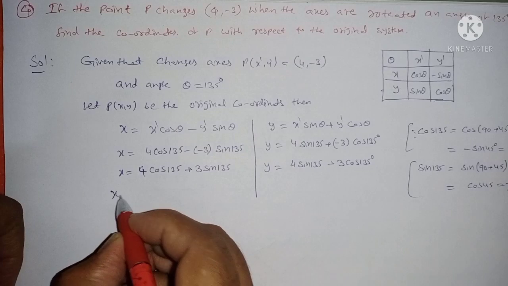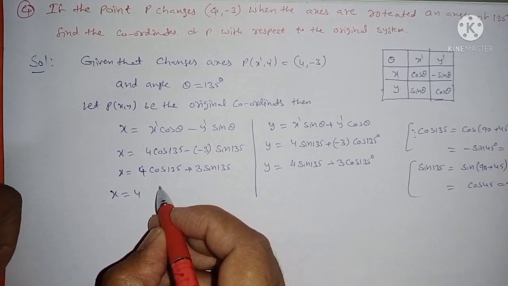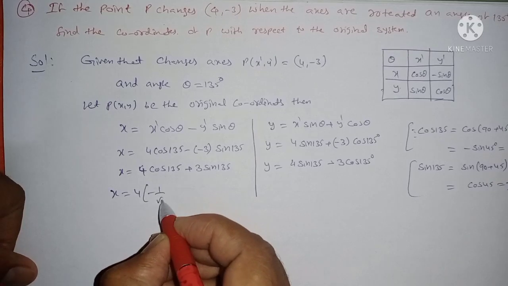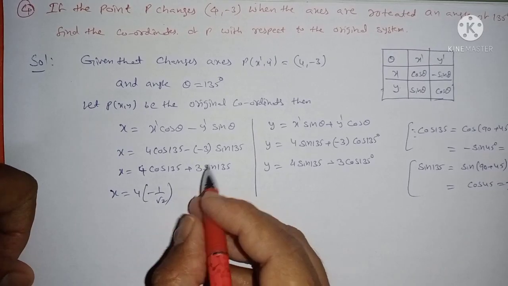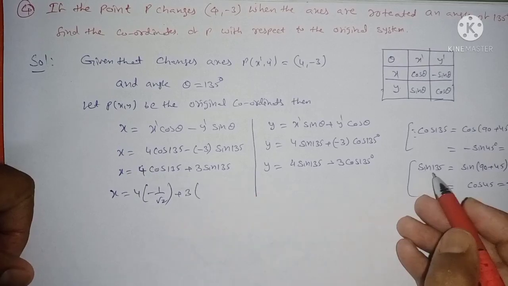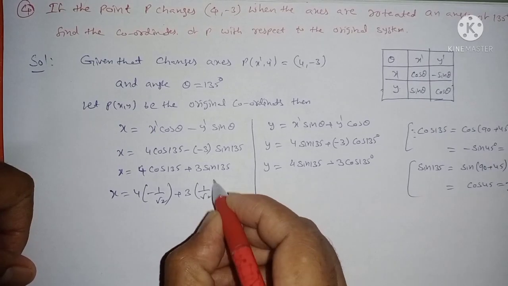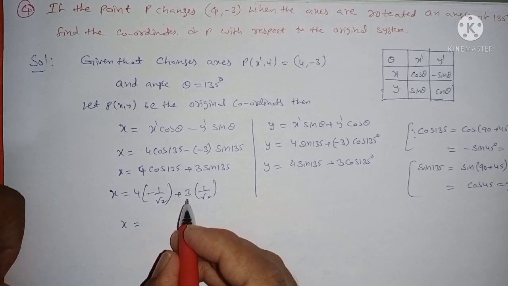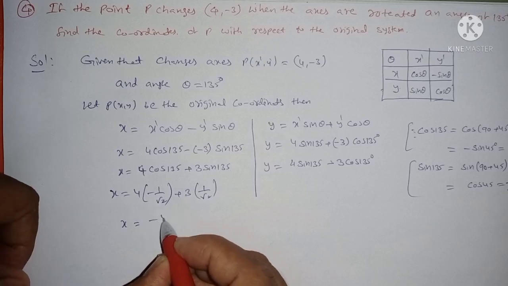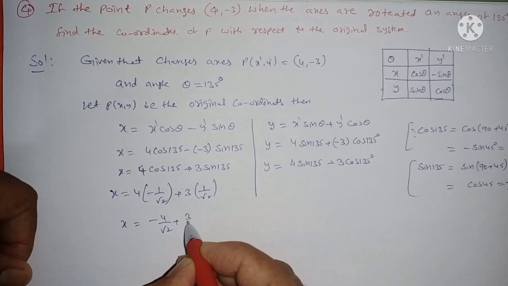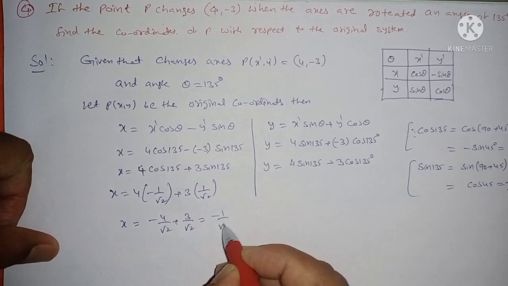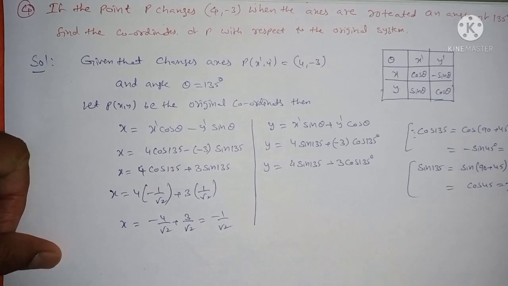Now substitute here, x is equal to 4. Cos 135 is nothing but minus 1 by root 2, and plus 3 sin 135 is 1 by root 2. What you got here? X is equal to minus 4 by root 2 plus 3 by root 2, that is minus 4 plus 3. How much is it? Minus 1 by root 2. Therefore, x value is minus 1 by root 2.